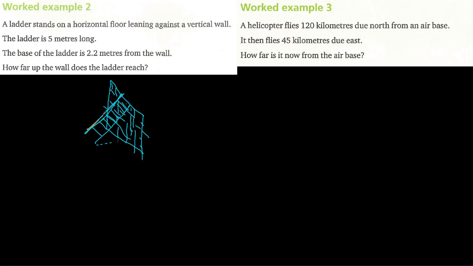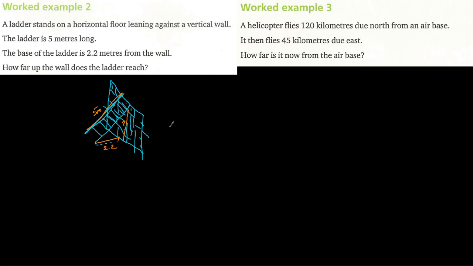I'm going to show you this one. The ladder is 5 meters, and the base of the ladder is 2.2 meters from the wall. How far up the wall does the ladder reach? So this distance they are asking, how much it should be, and we are going to try to find that now.